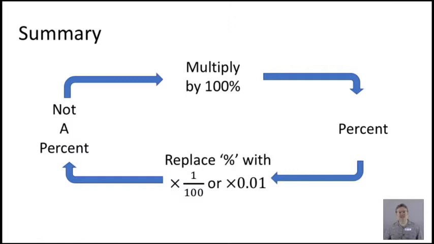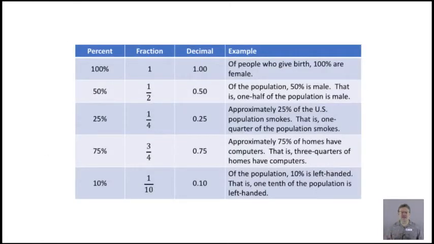Here are some example percents that convert to different fractions and different decimals. These are good to know just by heart in order to work fluently with percents in the modern world. 100% is simply the same thing as an entirety of something. It gets represented as a decimal as simply 1. We've talked about that. An example of this, of people who give birth, 100% are female. Only females give birth.